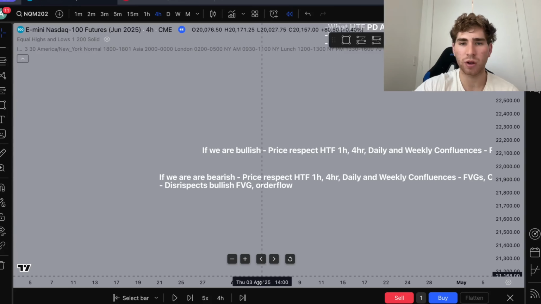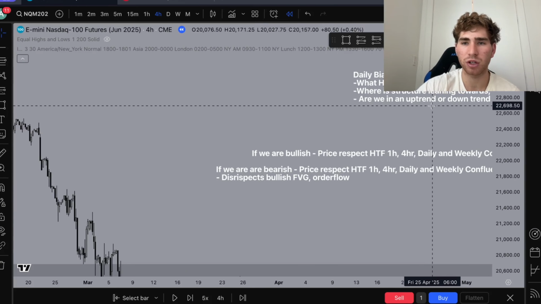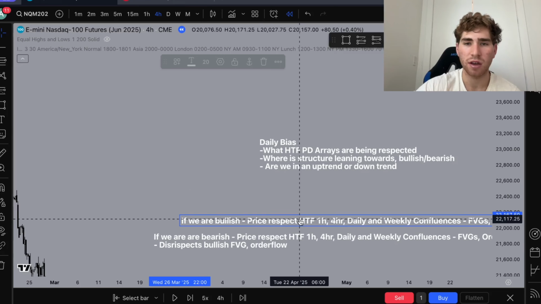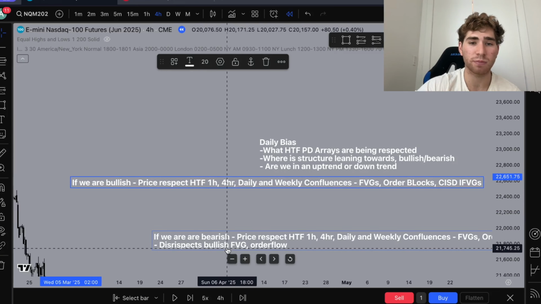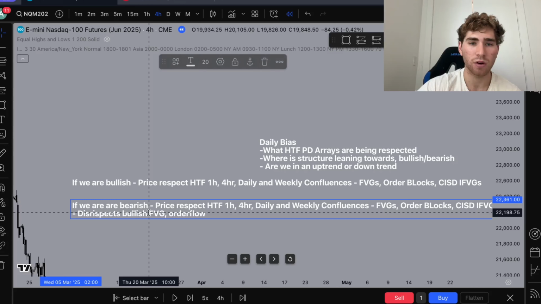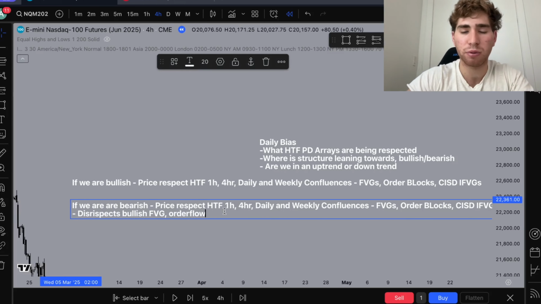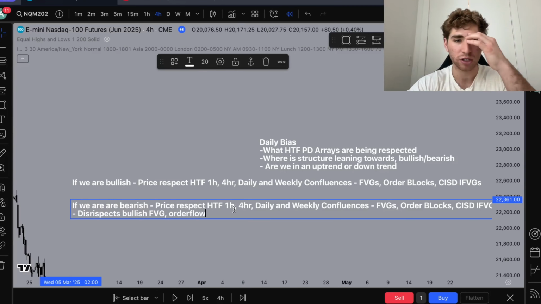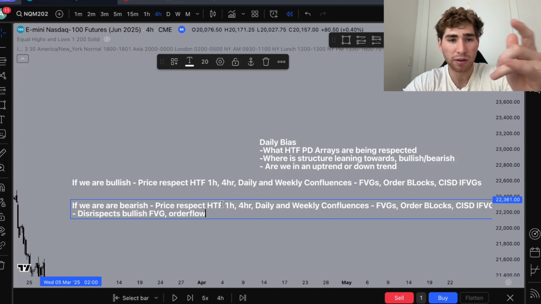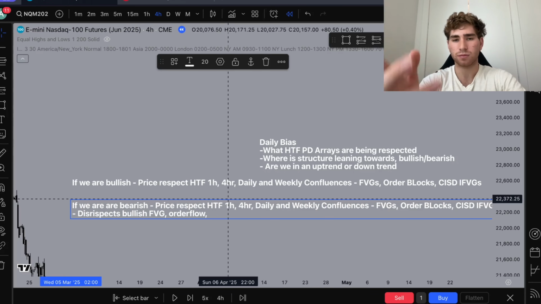So if we are bullish, you want to see price respect high time frame bullish fair value gaps, order blocks, CISDs, etc. And you want to see a disrespect of bearish order flow. I just gave you a bearish example. There's no bullish examples as of right now because we've been in a large downtrend. So disrespect bullish order flow, order blocks, CISDs, etc. Right?